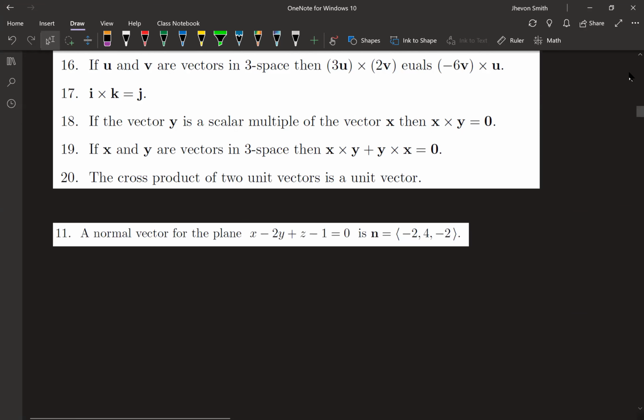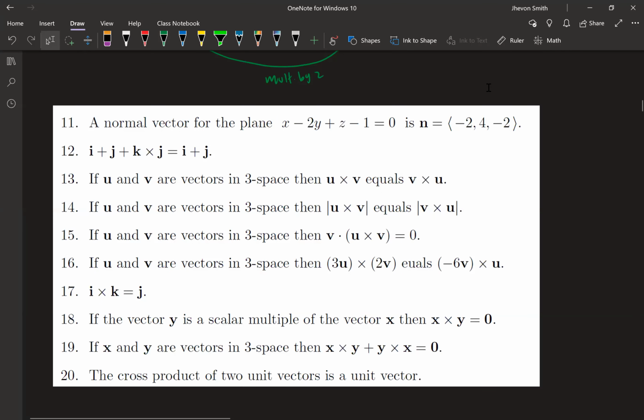Okay, so for this one, tell me what's the obvious normal, the brain dead normal. Right, 1, -2, 1, right? Now, this is actually equal to -1/2 times -2, 4, -2, if you actually check that. -1/2 times -2 gives you positive 1, -1/2 times 4 gives you -2, -1/2 times -2 gives you positive 1. So this is parallel to that, which means it is normal to the plane. Therefore, it is true. It is actually a normal vector to the plane.